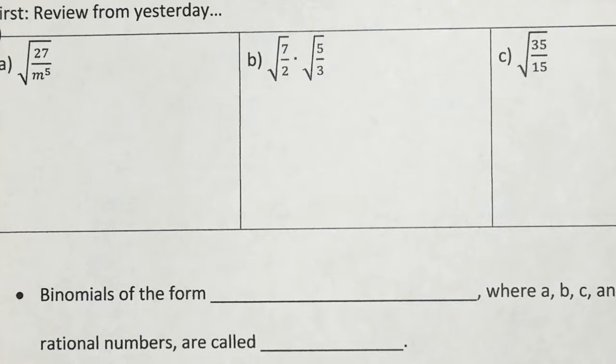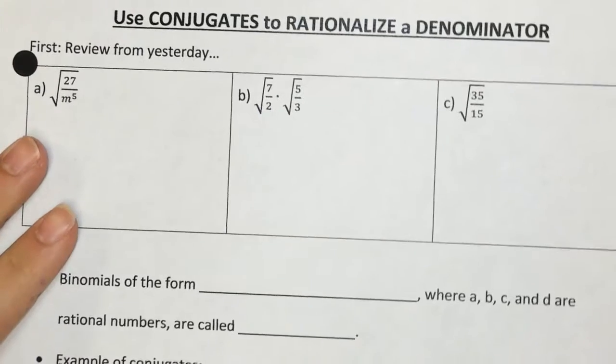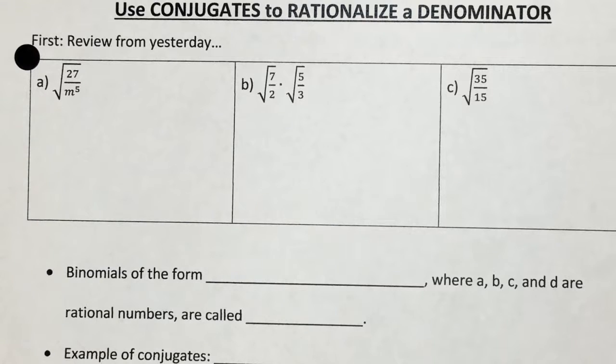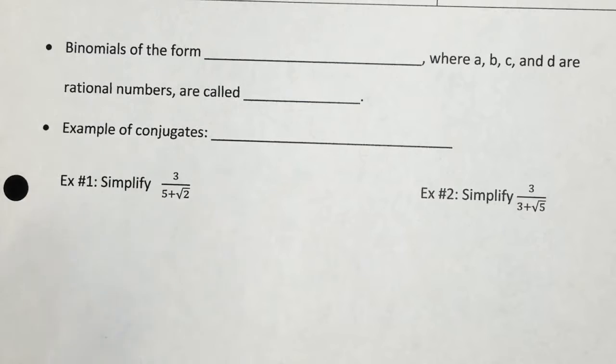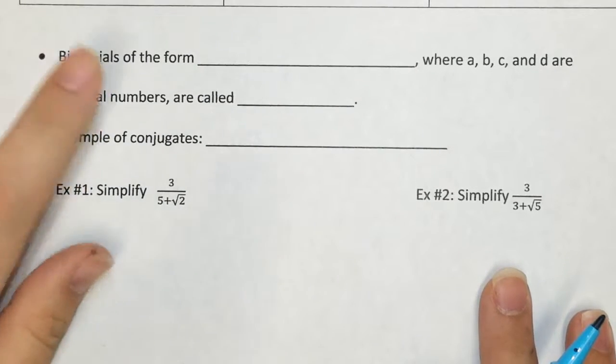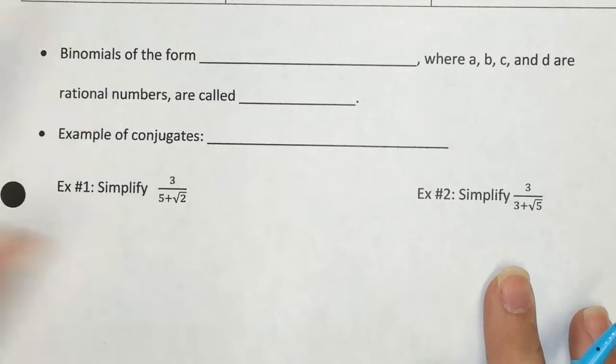We just reviewed A, B, and C from yesterday. So today, we are going to add on to this chapter. Binomials have how many monomials? Two.